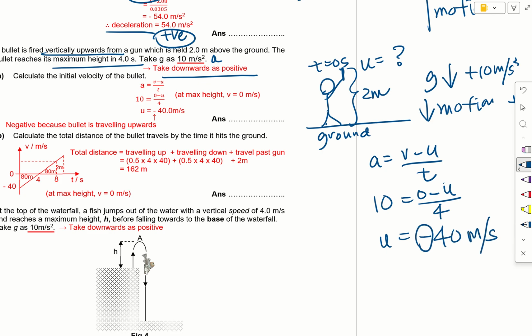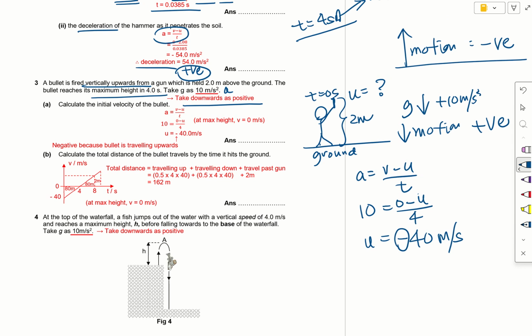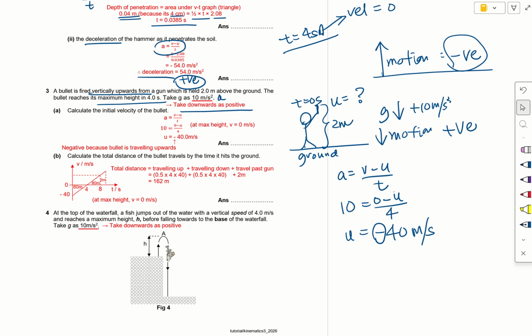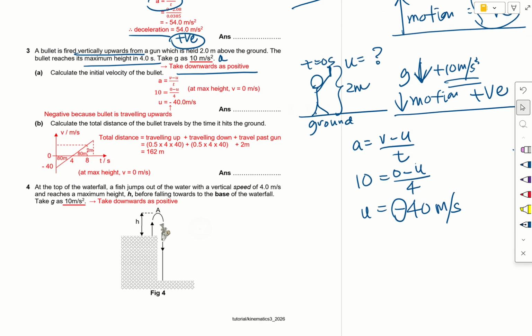Why is it negative? Because the bullet is going upwards and upward motion is negative. Why do we say upward motion is negative? Because downward motion is positive. Why is downward motion positive? Because the g, which is acting downwards, is positive. So therefore, u, which is negative, is going upwards, which makes a lot of sense.